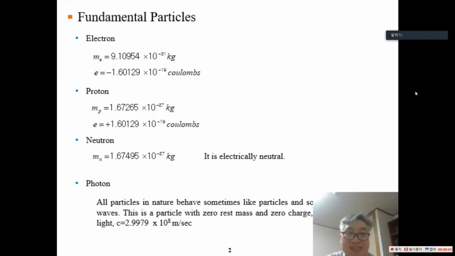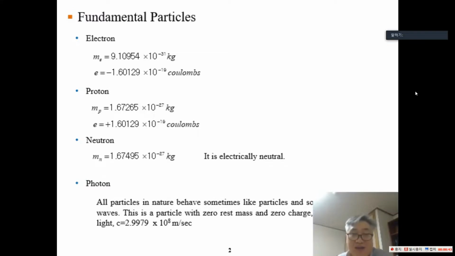Minus 1.6 times 10 to the minus 19 coulombs. This number, you have to memorize this. Unit charge is 1.6 times 10 to the minus 19 coulombs. So proton, we call it 양성자, proton. The mass of proton is 1.6 times 10 to the minus 27 kilogram. And charge, this time, is plus 1.6 times 10 to the minus 19 coulombs.